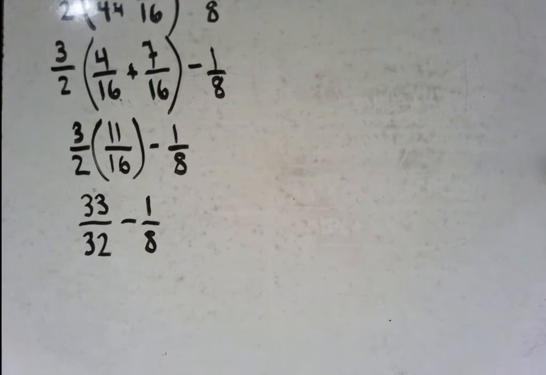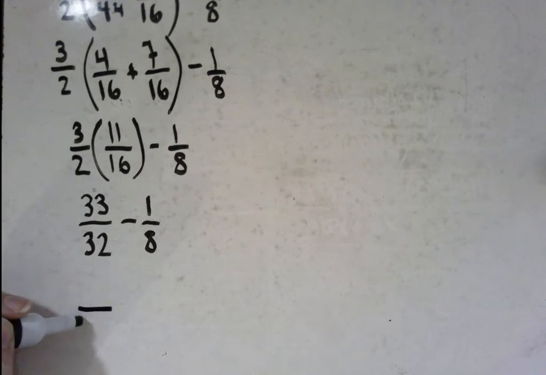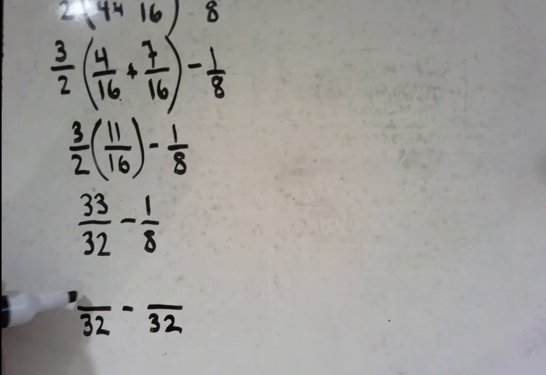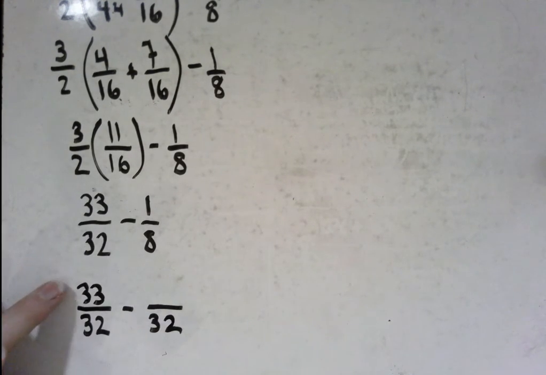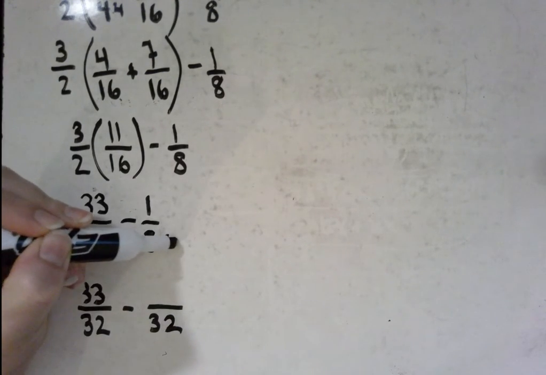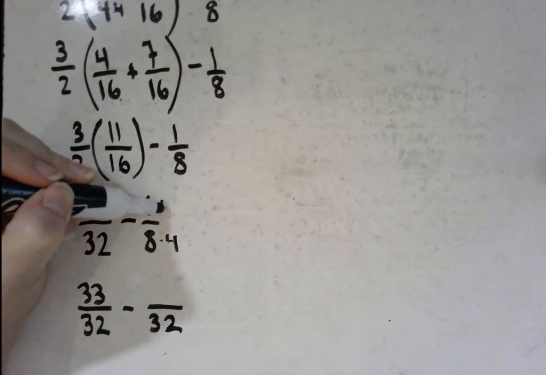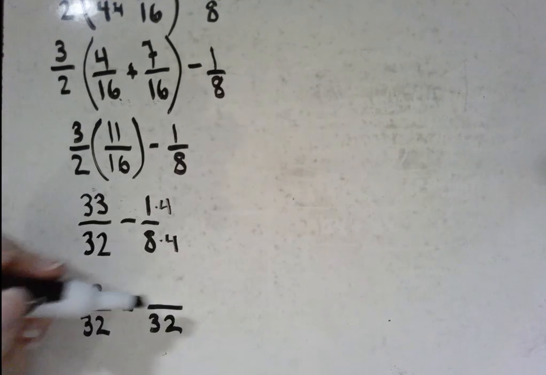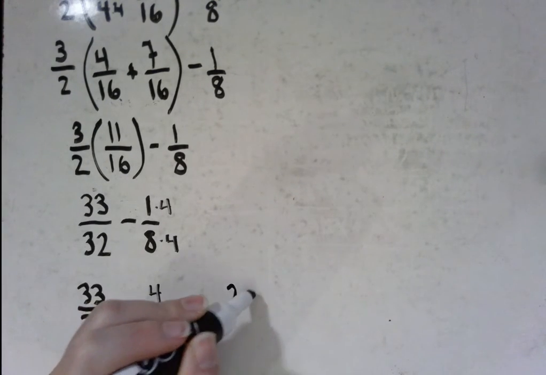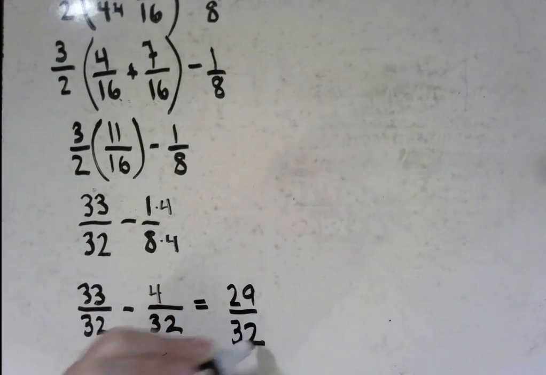Again, since I'm subtracting fractions, I need a common denominator. So in this case, the common denominator would be 32, since 8 is a factor of 32. I don't have to change the first fraction, but the second one has to be changed. 8 times 4 is 32, so that means I multiply 1 times 4 as well. So I would have 4/32. Finally, I can subtract. 33 minus 4 is 29. So my answer would be 29/32.